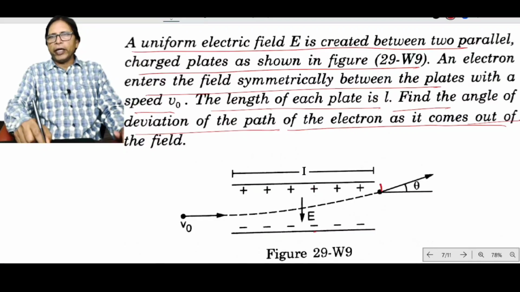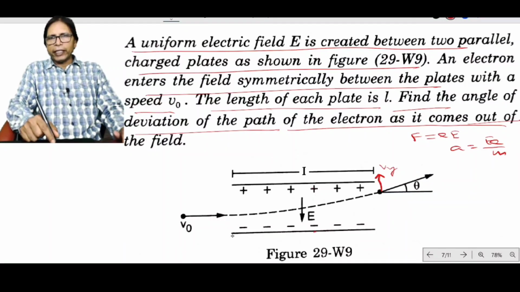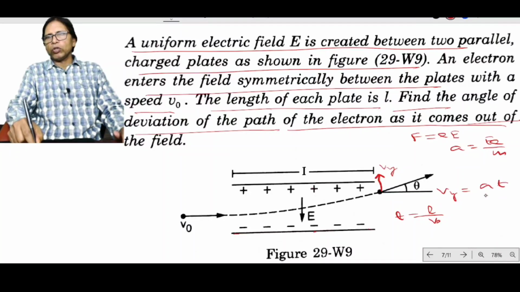Here we have to calculate the vertical component of velocity Vy. The force on the electron is F = eE, so its acceleration is a = eE/m. Now the time taken by the particle to go from this point to this point is t = L/v0. Therefore Vy = at, which is eEL/mv0.